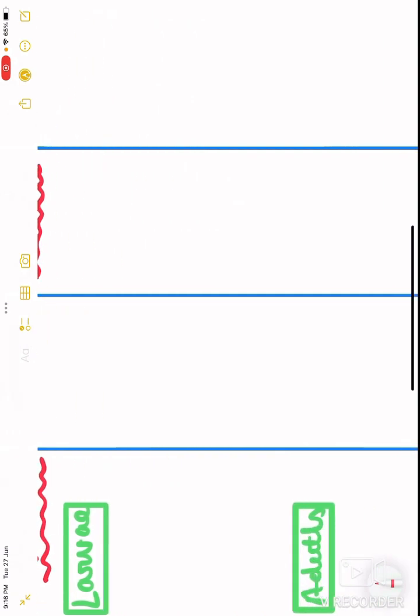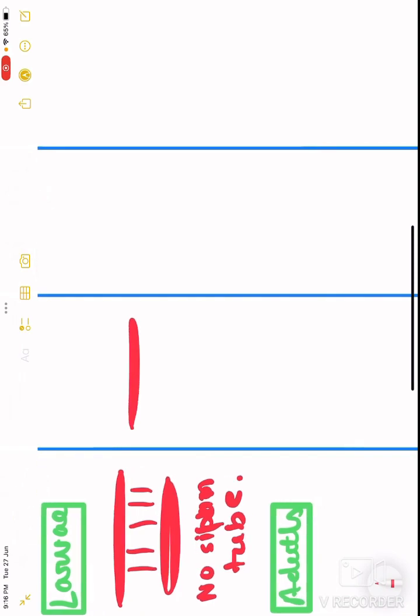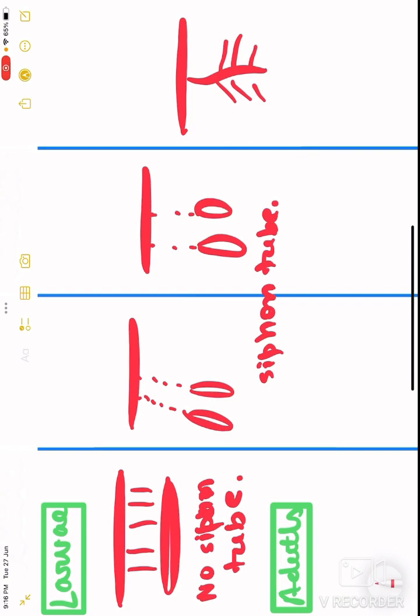Coming to the larva part, the larva of Anopheles don't have a siphon tube, right? Because the larvae float parallel to the water surface, so they don't require any siphon tube, whereas the larvae of Culex and Aedes float perpendicular to it and they require a siphon tube, right? Now coming to Mansonia. The Mansonia larvae are present in aquatic plants only, that's why they don't require anything.